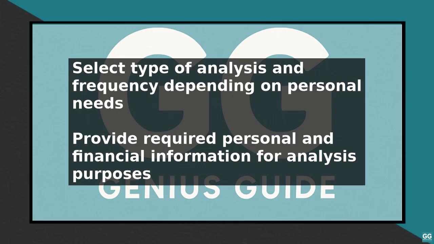CreditSaint will then retrieve your credit report from the 3 major credit bureaus: Experian, TransUnion, and Equifax. Their team of experts will review the report, identifying errors, inaccuracies, and areas for improvement. They will also provide personalized recommendations to help you improve your credit score.